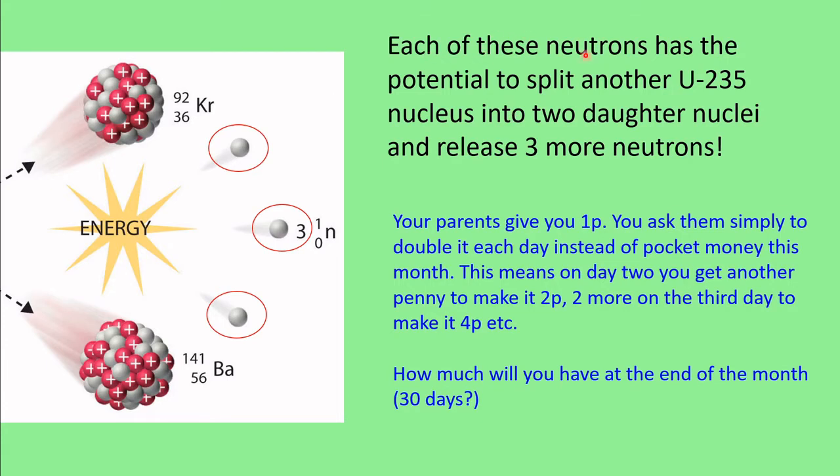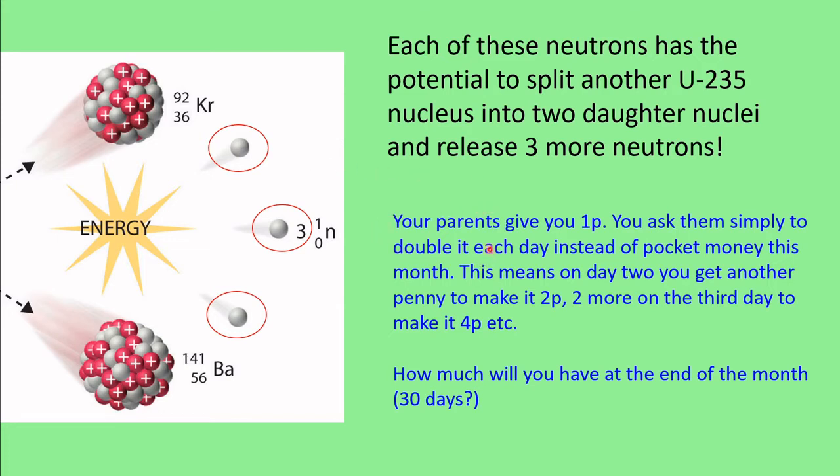Now each of these neutrons then has the potential to split another uranium-235. So if you think 1 neutron hits 1 atom, which makes 3 neutrons, which can then go and hit 3 new uraniums, which can each then release 3 neutrons.